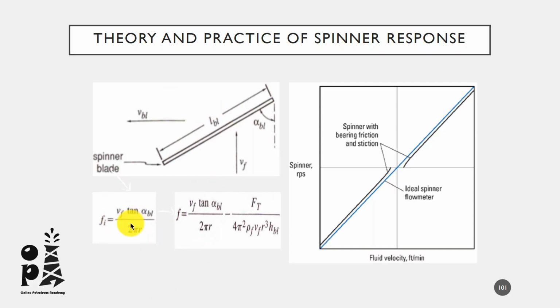Of course, in the real case, spinners aren't frictionless and the fluids have finite viscosity. Considering these effects separately, first, considering the effect of friction of the blades.